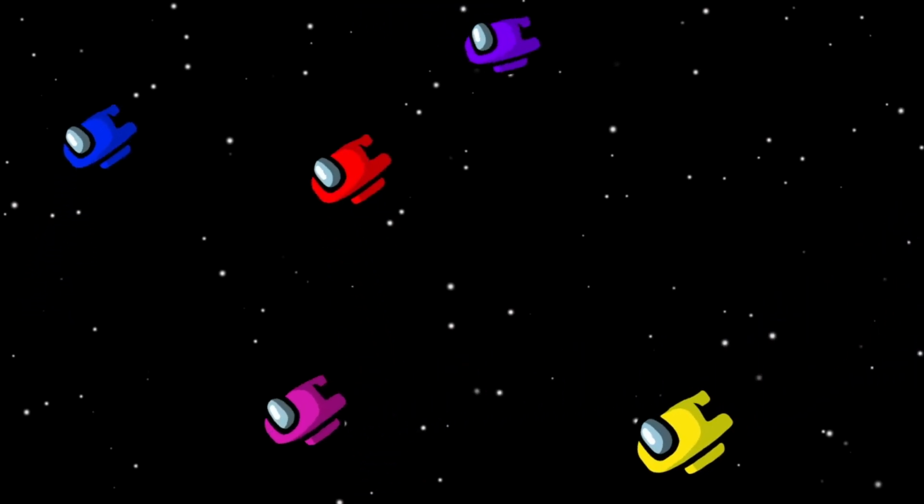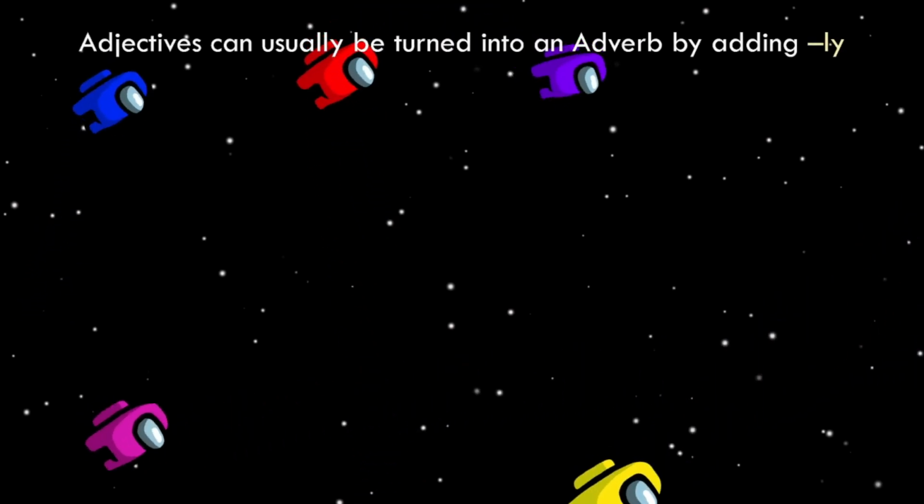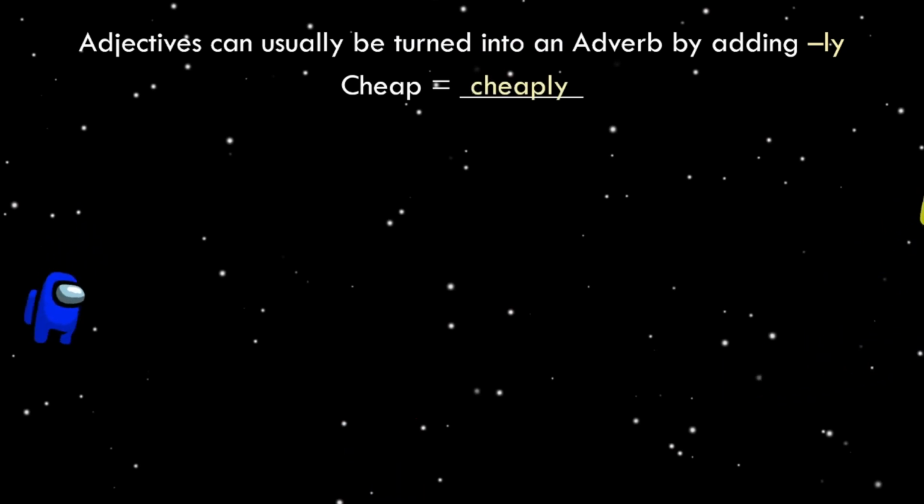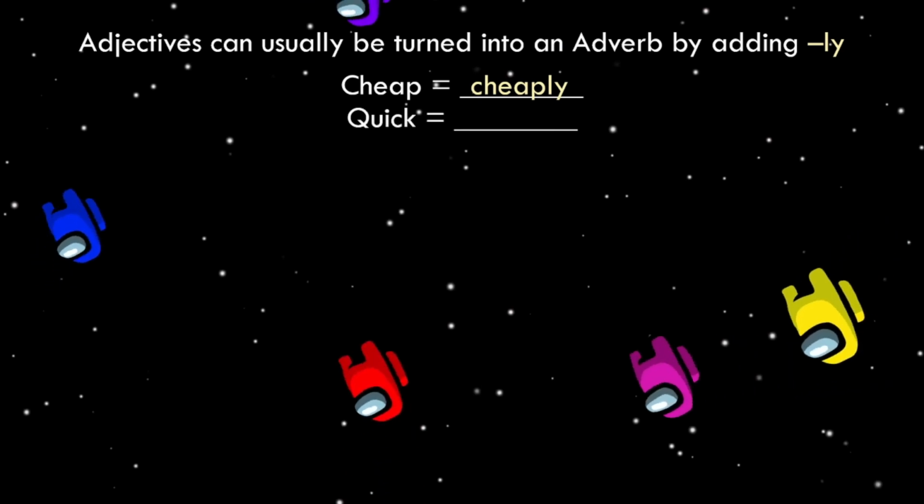Adjectives can usually be turned into an adverb by adding ly. So here in our next exercise, you will change the adjective into an adverb. What do you think is the adverb form of cheap? You're correct. It is cheaply. Quick. What do you think is the adverb form of quick? Very good. It is quickly.